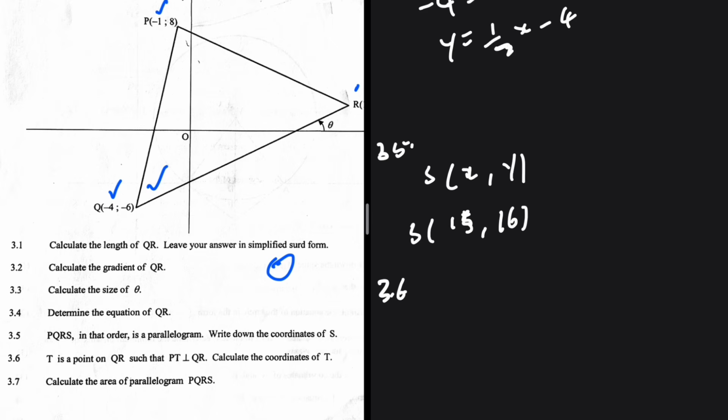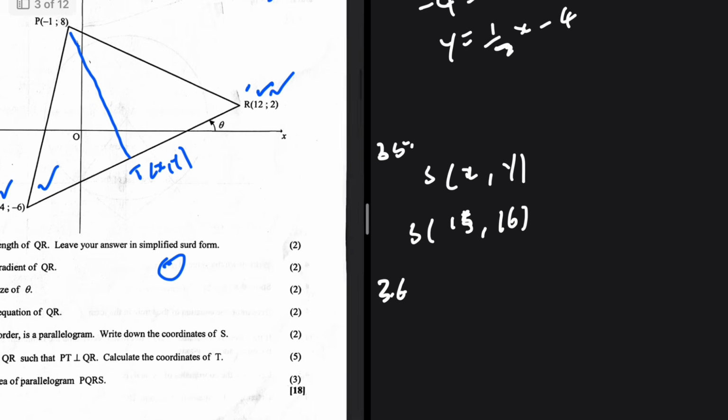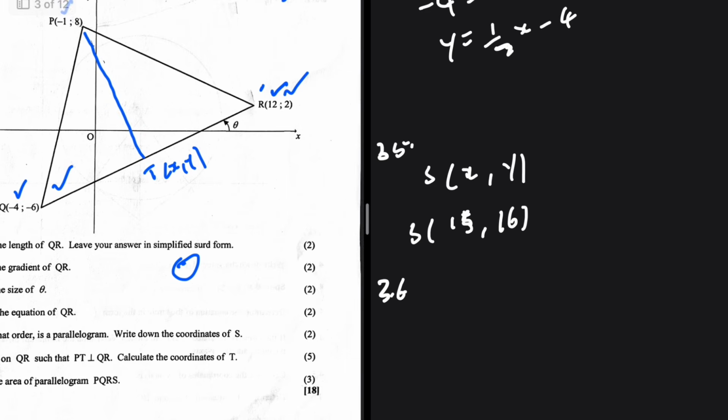3.6. T is a point on QR such that PT is perpendicular to QR. Calculate the coordinates of T. So we have a scenario like this where we have a point T. We need the coordinates of T such that PT and QR are perpendicular to each other. That's for 5 marks. It's still a very straightforward question.